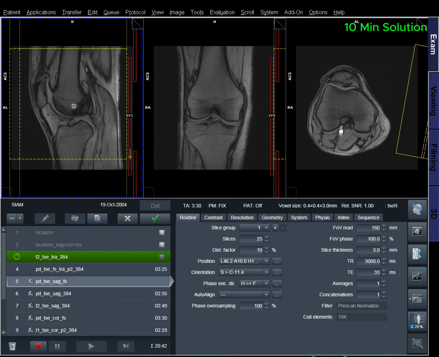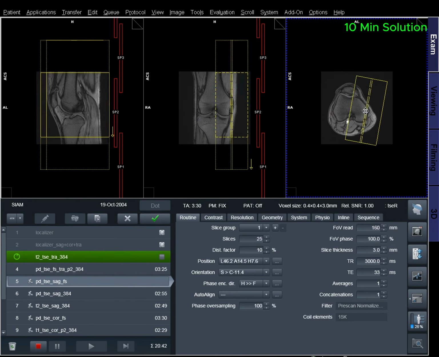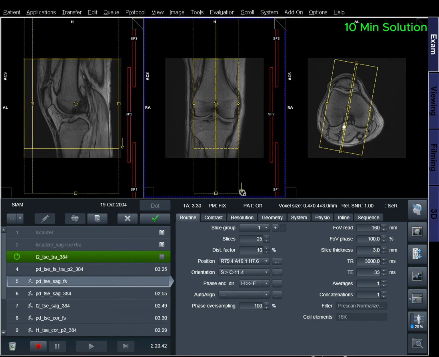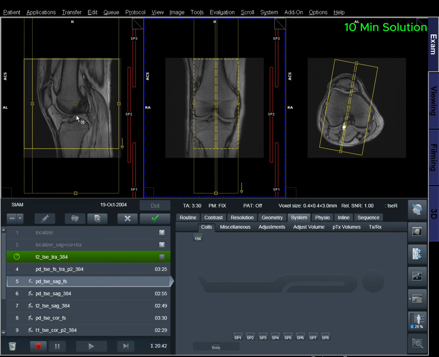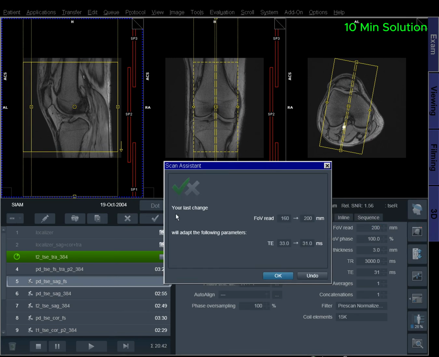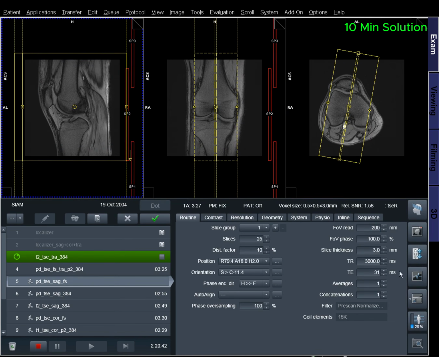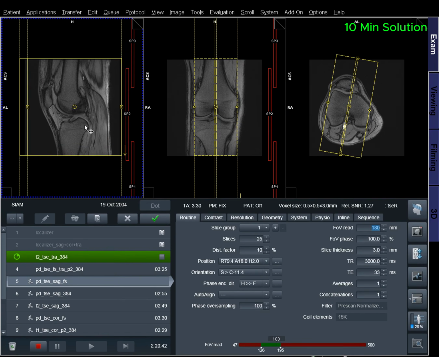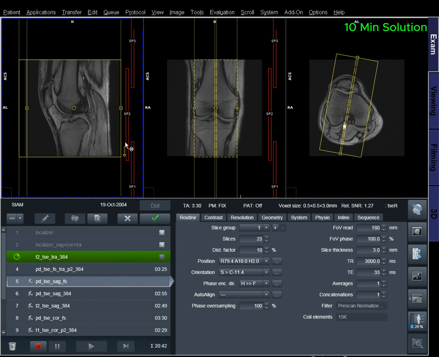T1 TSE sagittal. Plan the sagittal slices on the axial plane. Angle the planning block parallel to the lateral condyle of the femur, parallel to the anterior cruciate ligament. Check the planning block in the other two planes. An appropriate angle must be given in the coronal plane, parallel to the midline of the femur and tibia.